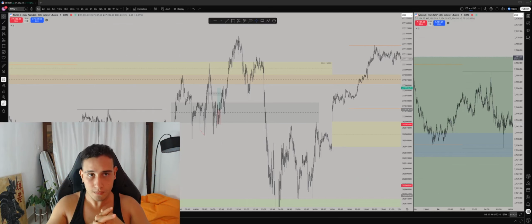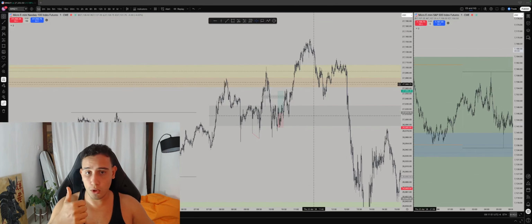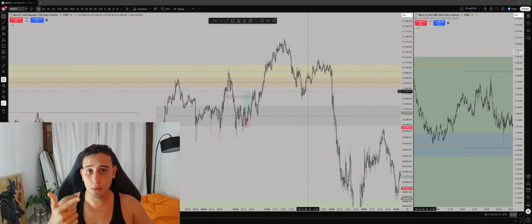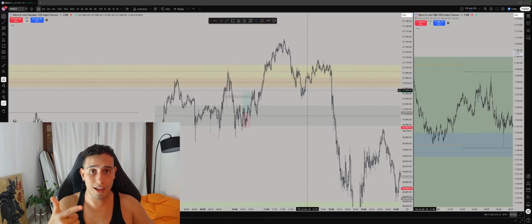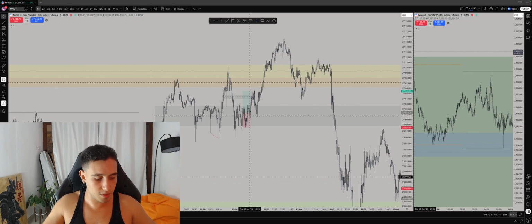Okay? So I'm gonna walk you through my exact setup. First of all, we need an SMT divergence. Second, we need a higher time frame order flow. So we need to trade with the trend, right? We don't want to take shorts when we're bullish. That's not good. Third, we need to have an inverse fair value gap, and fourth, we need to have some sort of liquidity on the buy side. So equal highs, or a fair value gap that we're targeting. So let's see our exact setup.